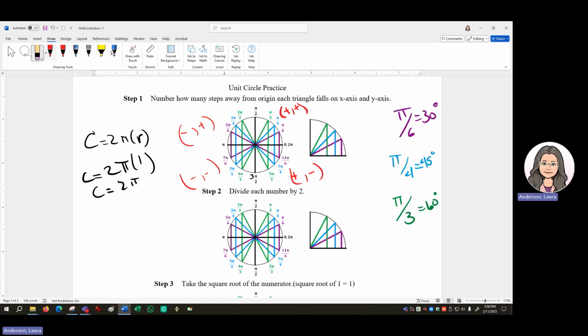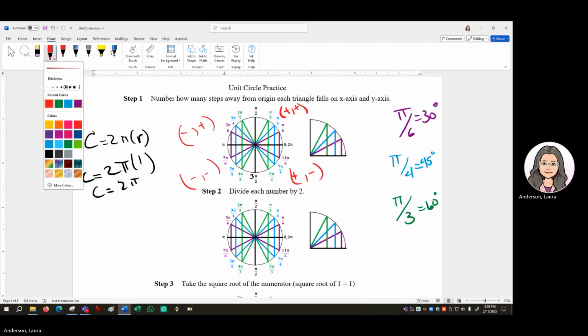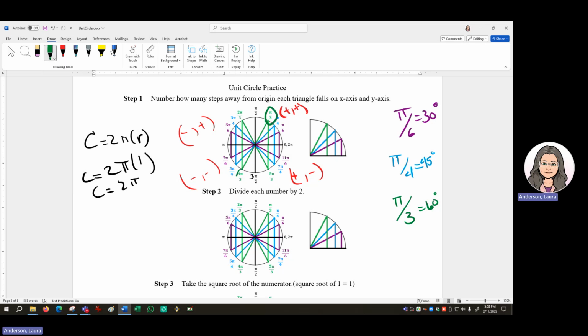The only difference between the value at pi over 3 and the value at 4 pi over 3 is that our x and y will be negative in the third quadrant, and our x and y will be positive in the first quadrant. Otherwise, it's exactly the same numbers.